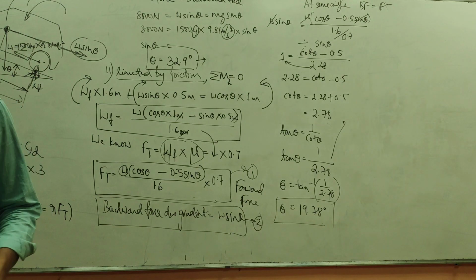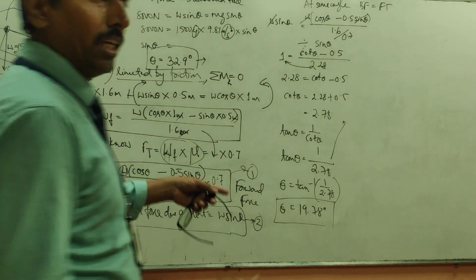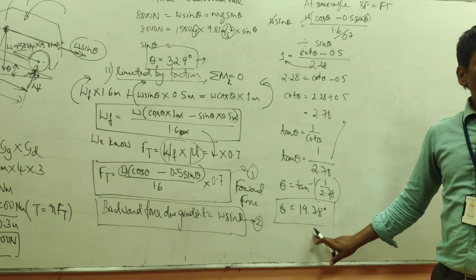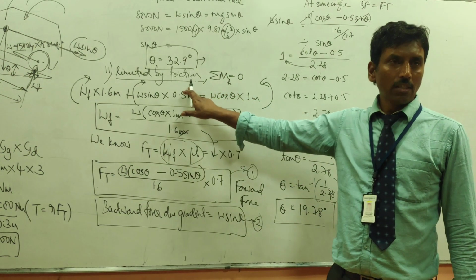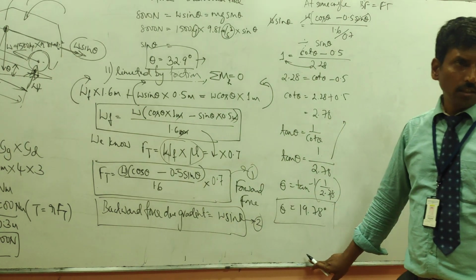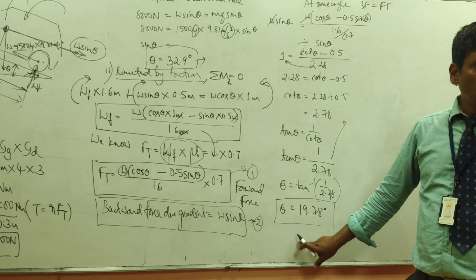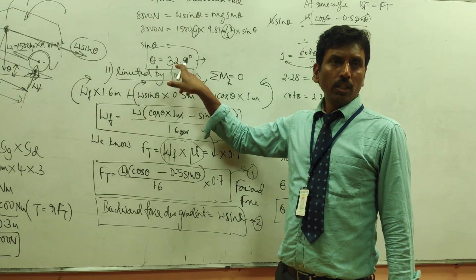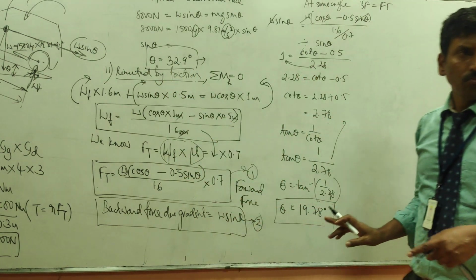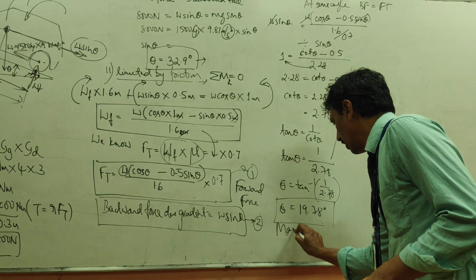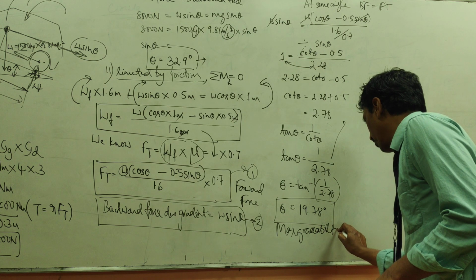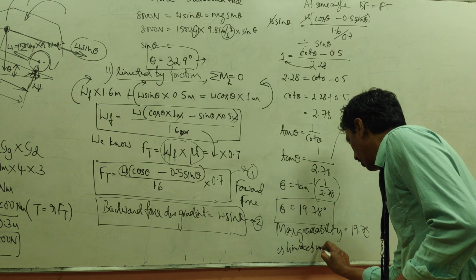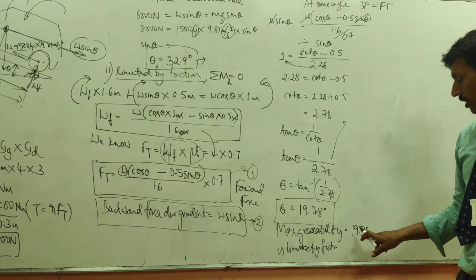So these problems can come for 8 to 10 marks. Here maybe you have to write a comment. What will you write? The maximum gradient it can climb is limited by friction, which is 19.78 degrees. Though because of so much torque it can climb 32.9 degrees, before it can climb, because of the torque, it will start slipping. So you have to give a comment: maximum gradability is limited by friction, which is actually 19.78 degrees.